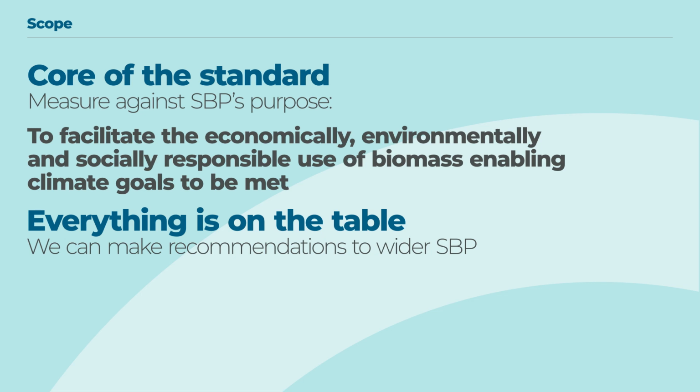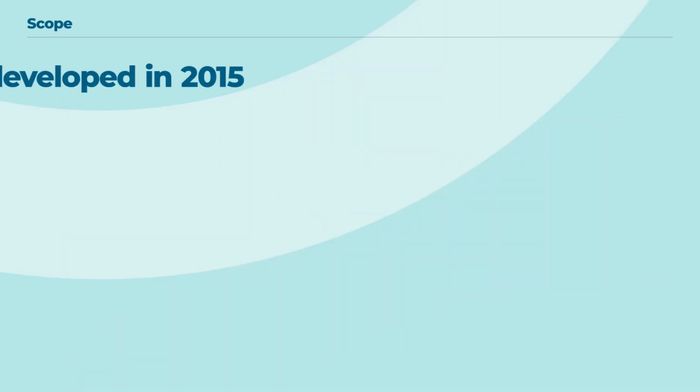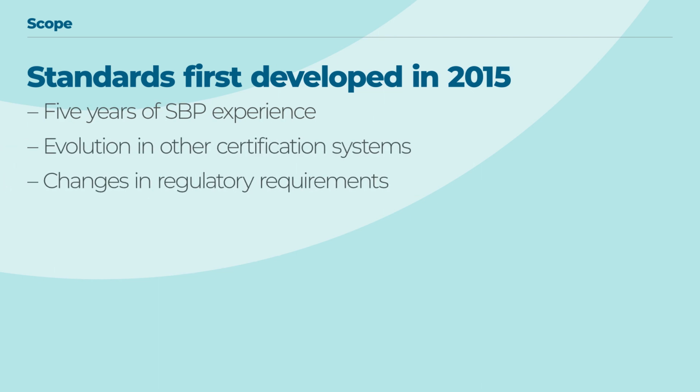Standards 1 and 2 working together form the core of the overall SBP standard, and the job of the working group is really to see whether they're fit for purpose to meet the overall aims of SBP itself. Those are to facilitate the economically, environmentally and socially responsible use of biomass, enabling climate goals to be met. That means everything is on the table, everything is up for discussion and possibly for review. So we can make recommendations not just about Standards 1 and 2, but about the rest of the standards, but actually also about how the wider SBP functions. The standards were first developed in 2015, and we hope to build on the first 5 years of experience as well as our understanding of how things are changing in the real world.